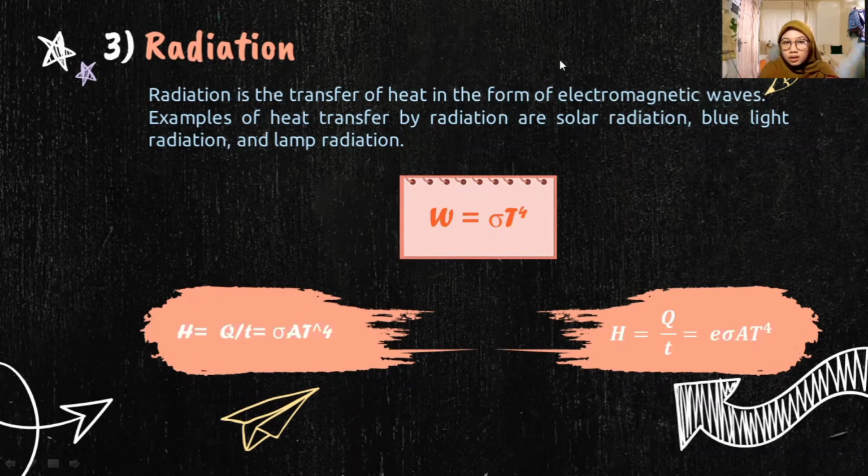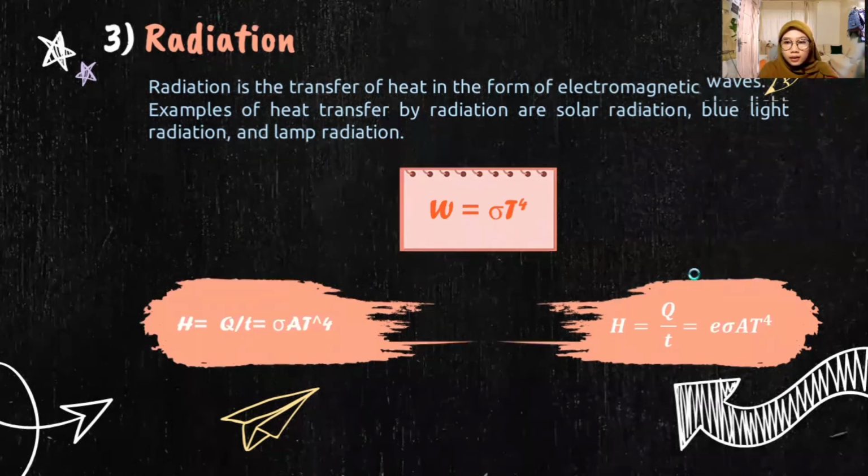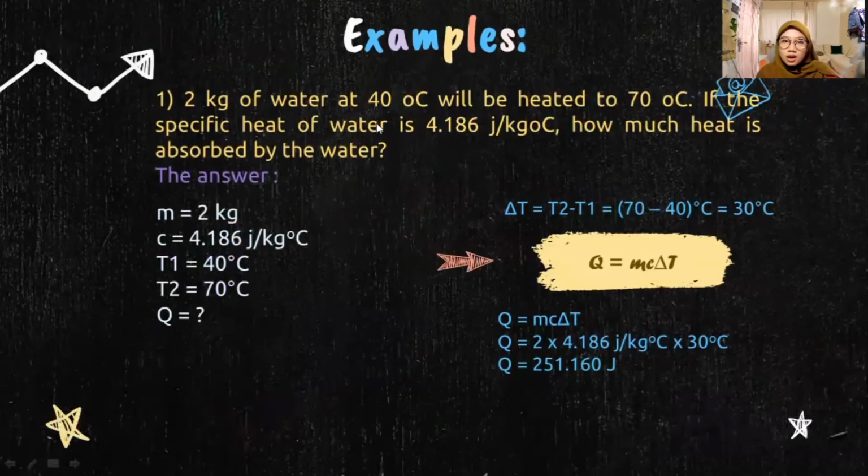Okay. Next is the example. I have one example. 2 kilograms of water at 40 degrees Celsius will be heated to 70 degrees Celsius. If the specific heat of water is 4.186 joule per kilogram Celsius, how much heat is absorbed by the water?